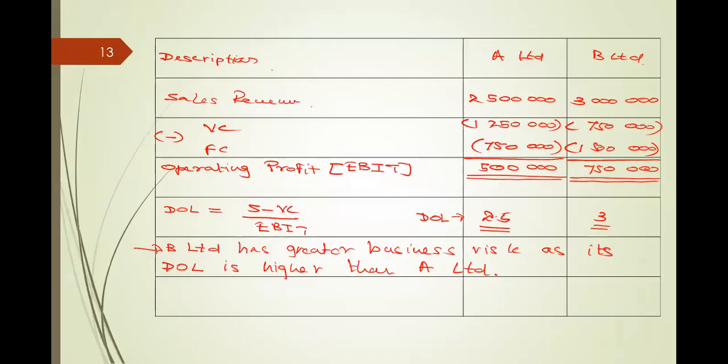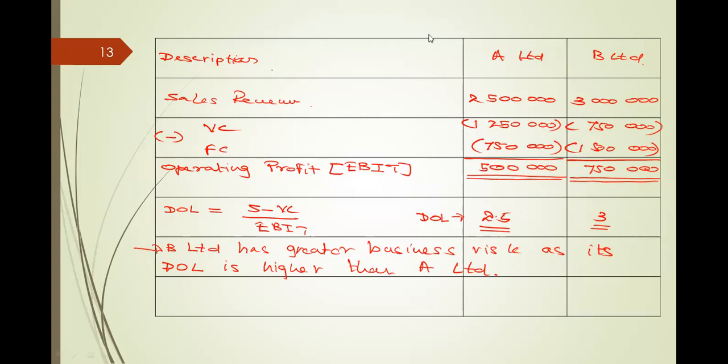By following that, we calculated the degree of operating leverage, 2.5 for A and 3 for B. Then it's asking about the high risk firm, or otherwise the firm which is having high operating leverage. We have identified that B is having high degree of operating leverage, so that is the one which is having high business risk. That's all.